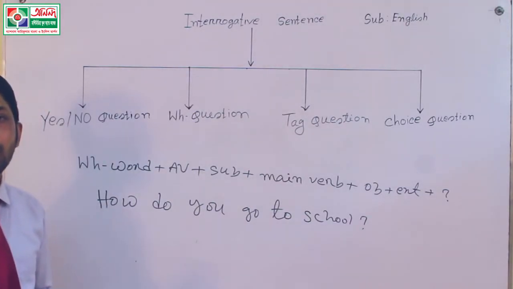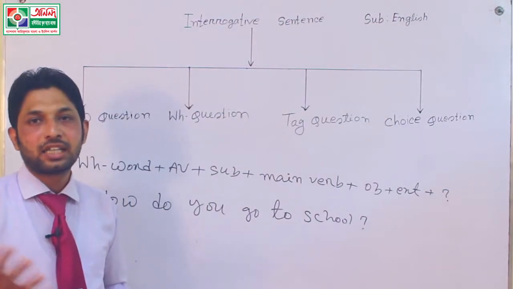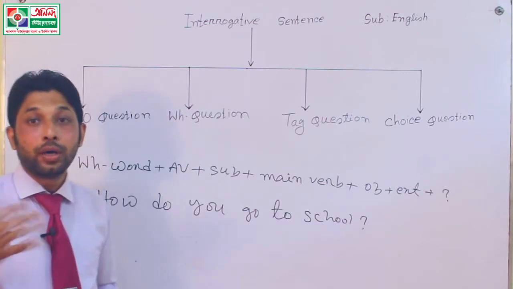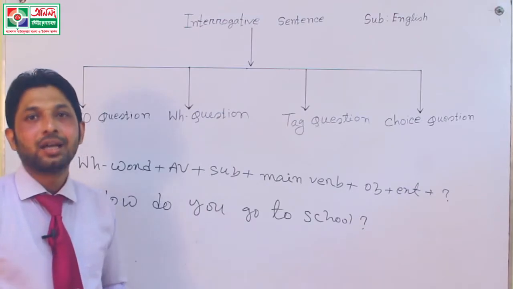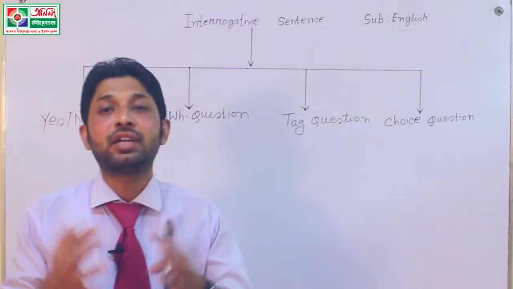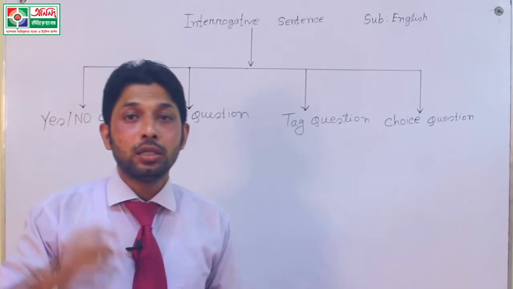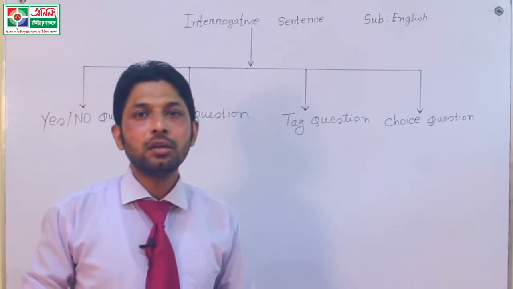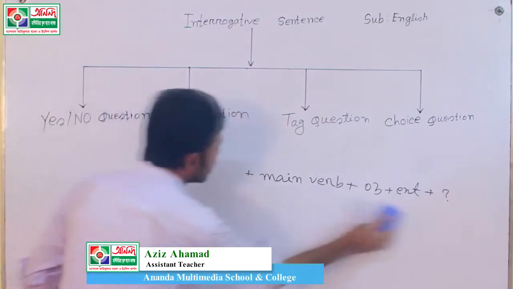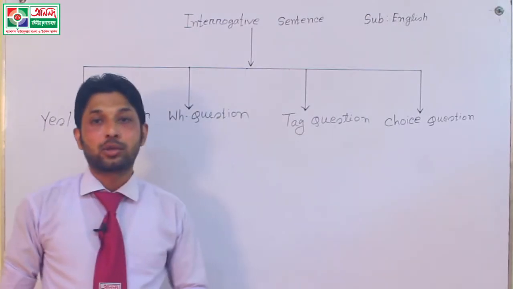Another example, when do you get up? You can give the answer, I get up at 6 a.m. Or another example, when do you go to school? You will say, I go to school at 7 a.m. etc. That means when anybody asks you an interrogative question, you must give the answer in a full sentence. Is that clear?